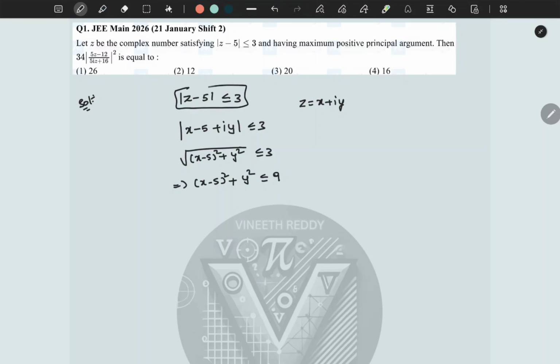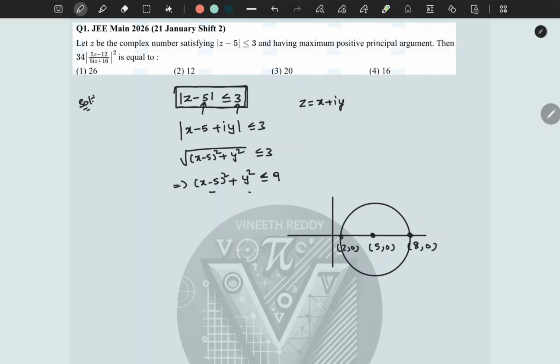That means this is a circle, or the region inside the circle also, which we can call a disk. Directly by observing this, we could have written that the center of the circle is (5, 0) and the radius is 3. That's what we are getting from here, right? If I draw the circle on the number line, (5, 0) is somewhere here and the radius is 3, so one end of the diameter will be (8, 0) and the other end will be (2, 0). So it will be something like this.